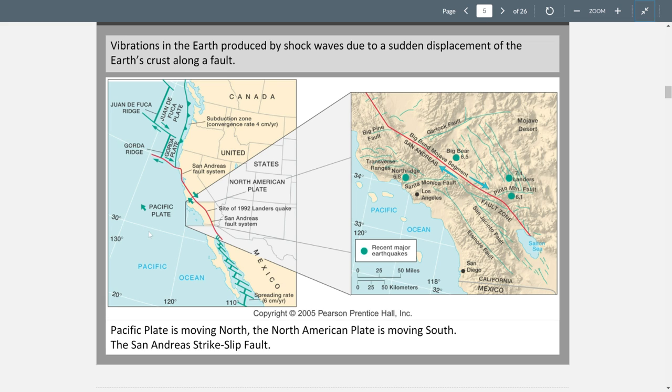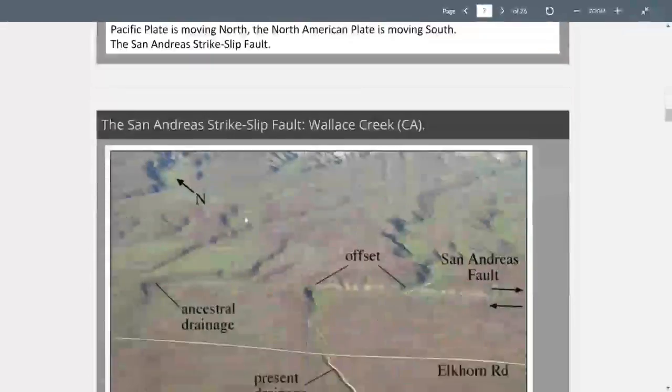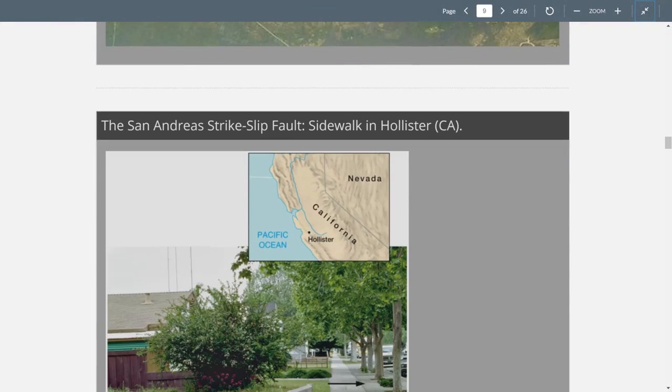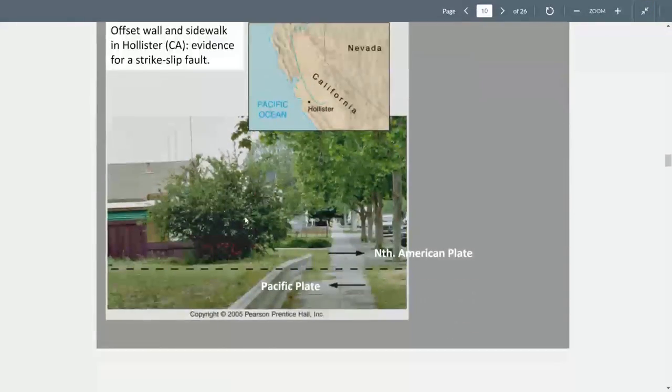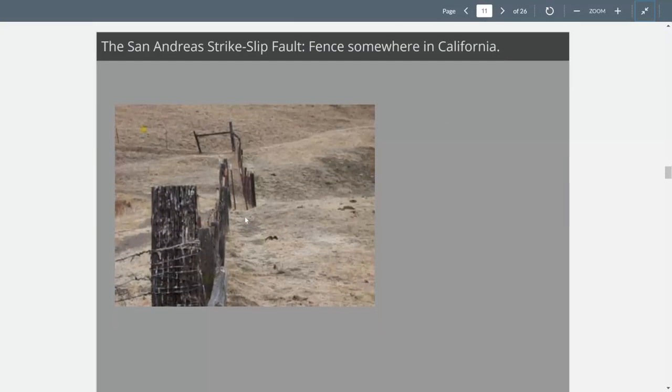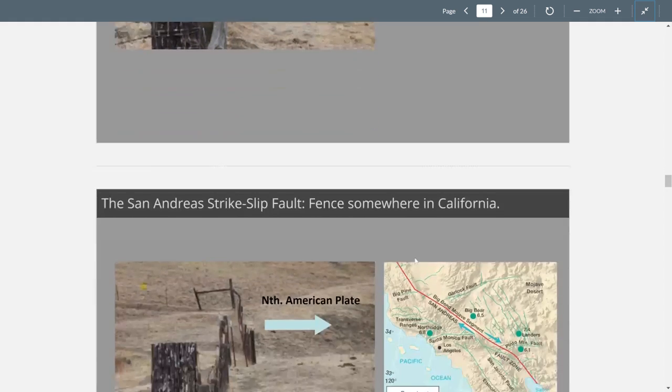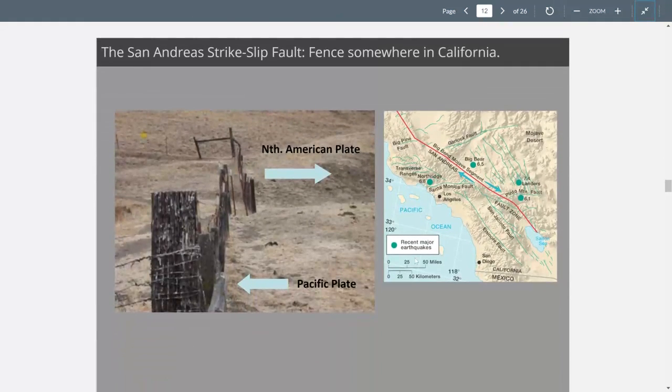And this photo represents that very well. Here is the Pacific Plate, and here is the North American Plate, with most of the United States population living on the North American Plate. Here is an example of a fence somewhere in California, where you can see that the two sides have been displaced somewhat. Here's the Pacific Plate that's moving up and away in a north-northeasterly fashion, and here is the North American Plate.